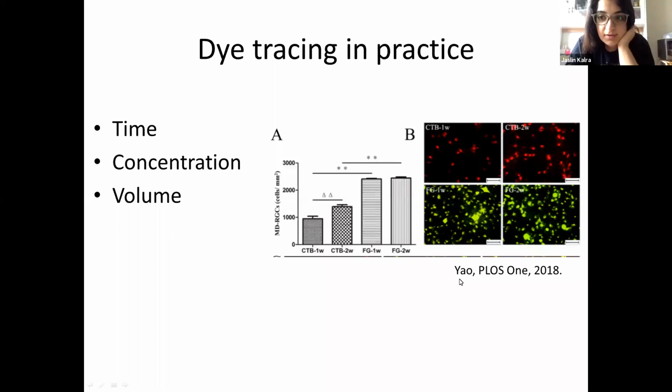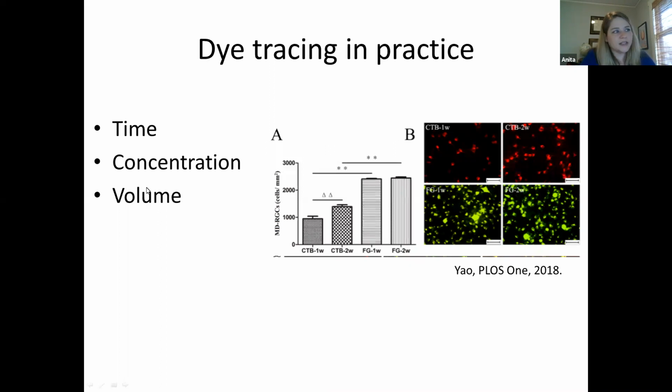Anita? Yes. How toxic are these dyes? For the most part, that was one thing I was going to say too, is that I've never really seen people in practice use them for more than a week. In theory, they're not toxic, but you are loading them with a dye. So the toxicity really relates to how long you're trying to inject it for.